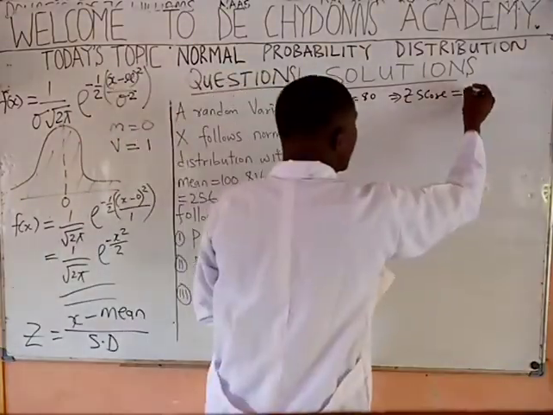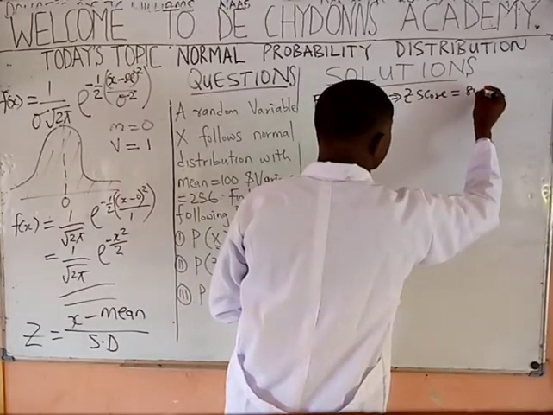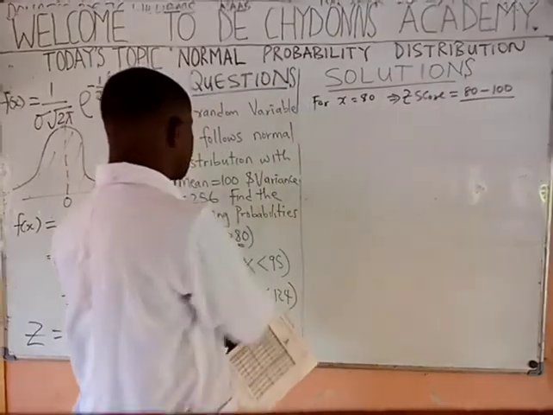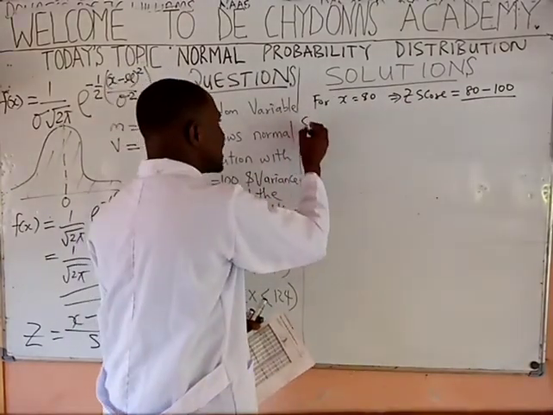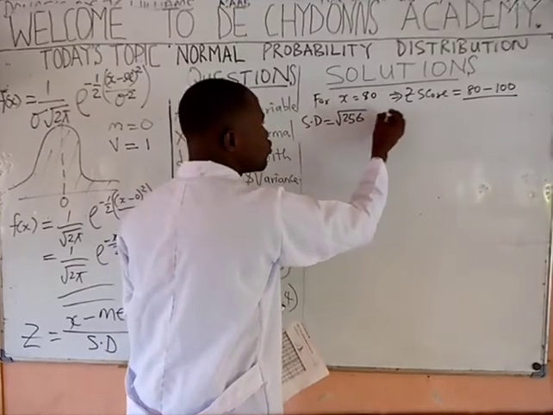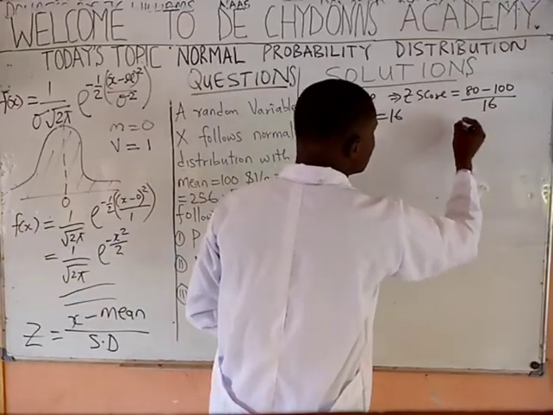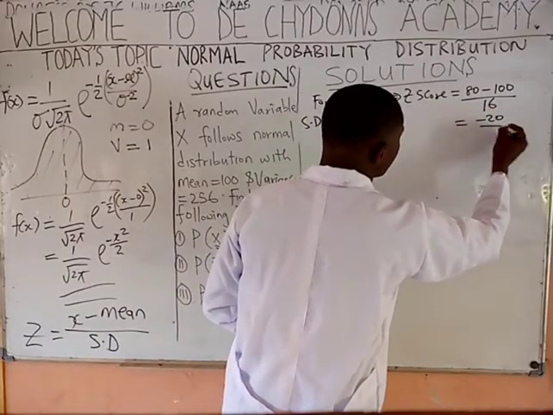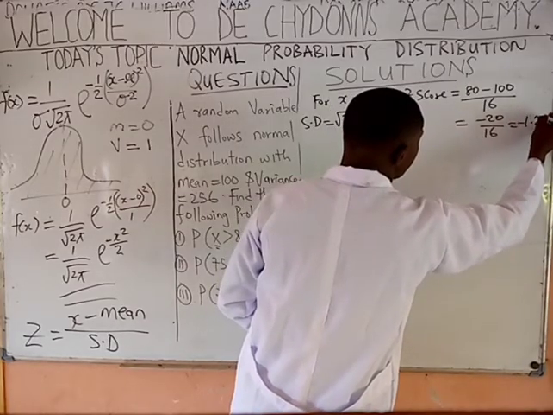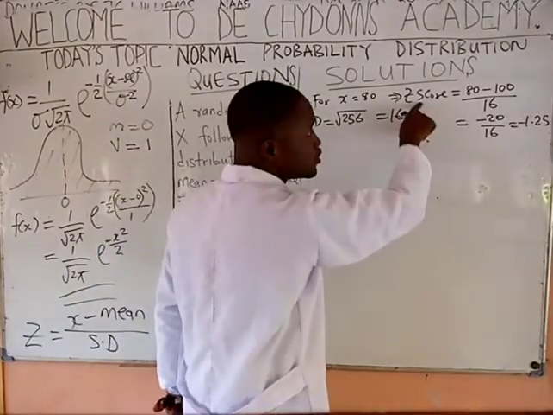Now we say x minus, x is our 80 minus 100, which is our mean, all over the standard deviation. They gave us variance. Standard deviation is always the square root of variance, which is the square root of 256, which is equal to 16. So all over 16. And this will give you minus 20 over 16, equals minus 1.25. You have succeeded in converting it to a z-score.